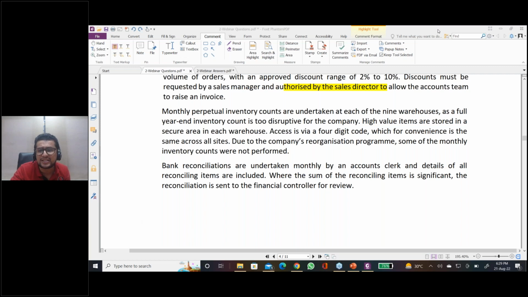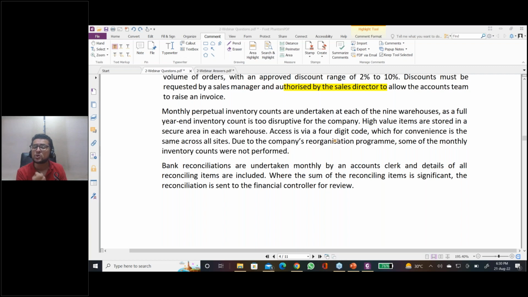The second deficiency within that paragraph is that some of the monthly inventory counts were not performed at all. As a result of that, year-end inventory balances could be materially misstated. So there are 2 deficiencies.